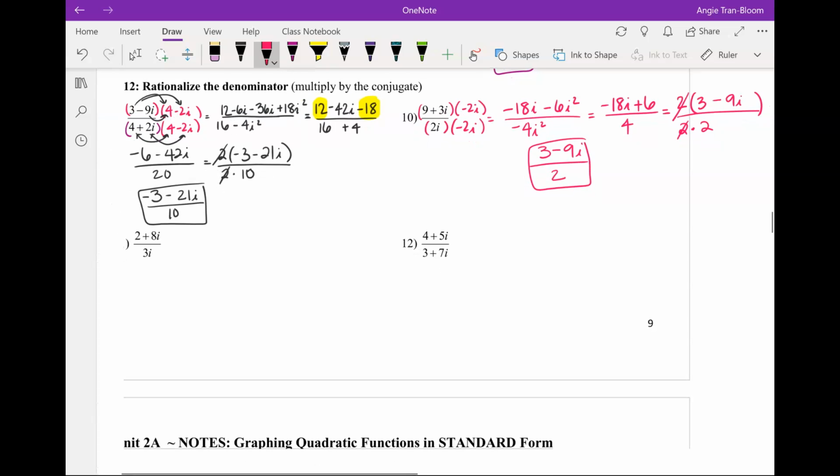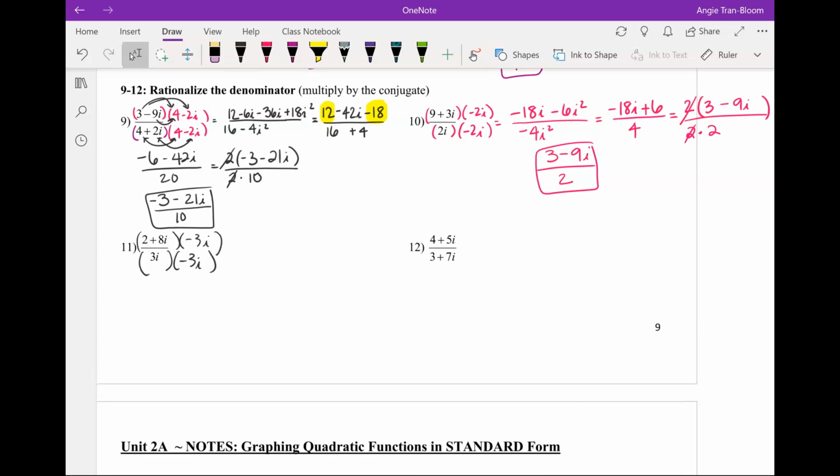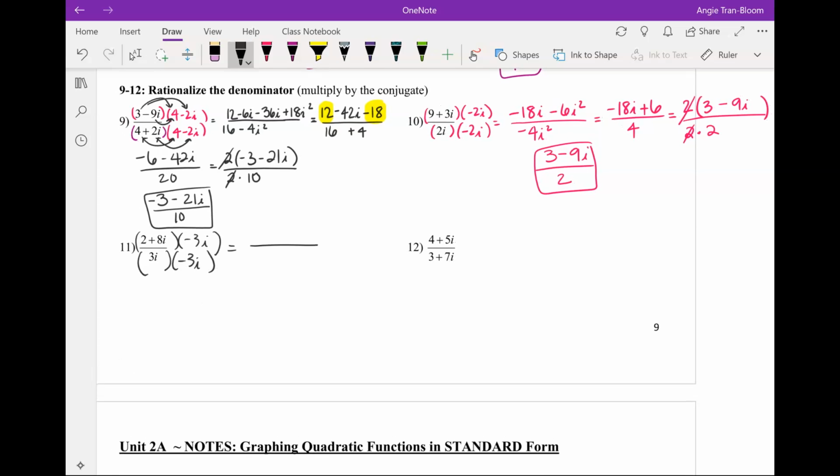Okay, similarly to number 11. Okay, 11, what should we multiply? Negative 3i. On the bottom, if you want to, you can write straight up what? 9. Yep, you can totally do that. If you don't see it, you can slowly take it one step at a time. So you can write it out negative 9i squared.